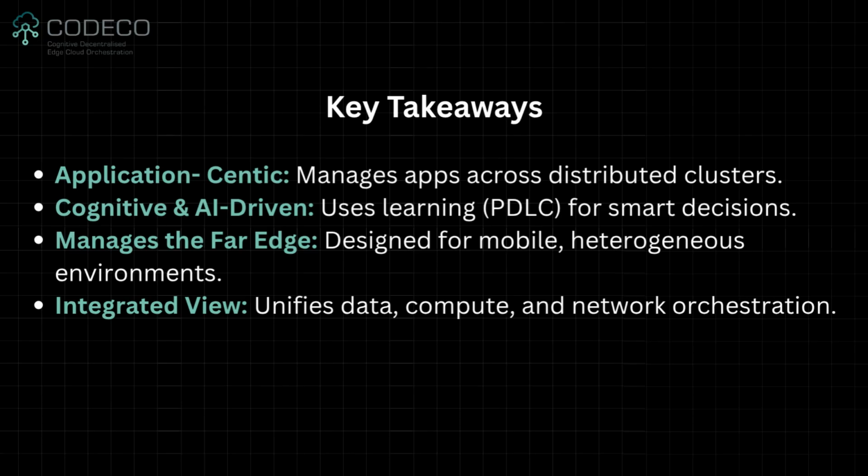Third, it's built to handle the far edge. This is a game changer. It means we can have powerful AI running right on your phone or in a self-driving car or on a factory floor without waiting for a far-off data center. And finally, that integrated view of everything, compute, network, data, lets it find efficiencies you wouldn't believe, saving energy, saving money, and boosting performance in ways other systems just can't see.